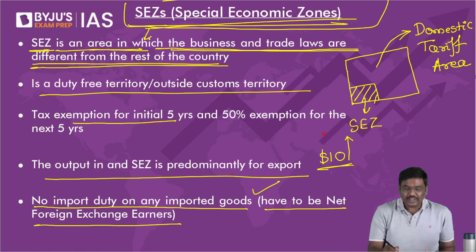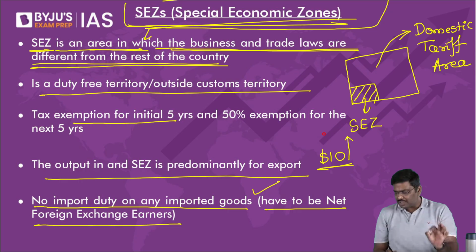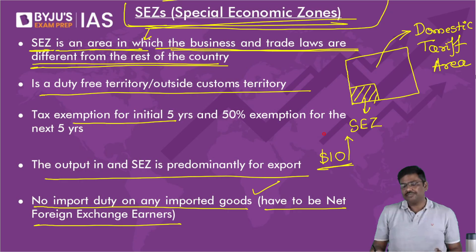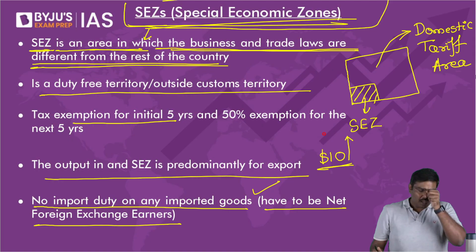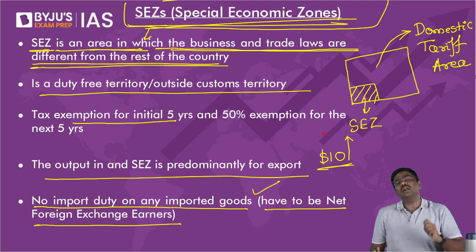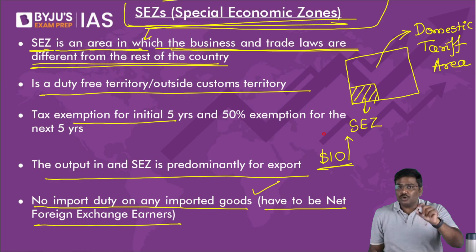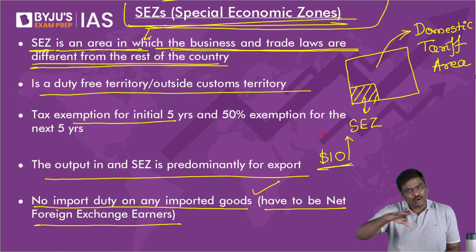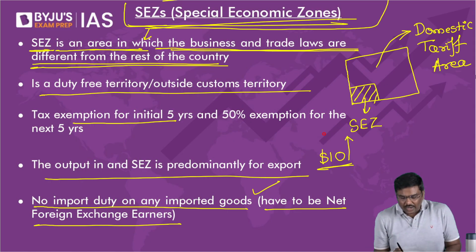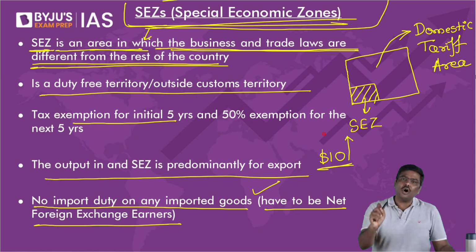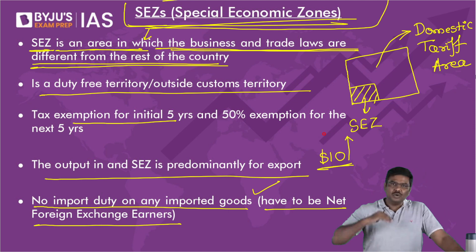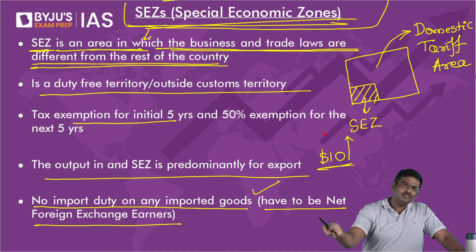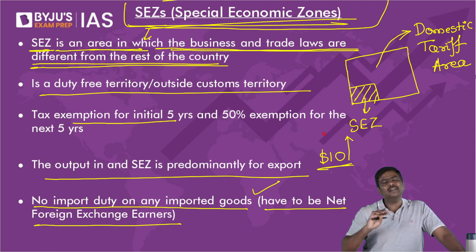So these are certain very important features of special economic zones. Now, how many SEZs are working in the case of India? There are more than 400 SEZs which have been approved by the government. All of them are not operating. Around 267 are actually operating in India. So more than 400 have been approved, and more than 200 are operating in India.